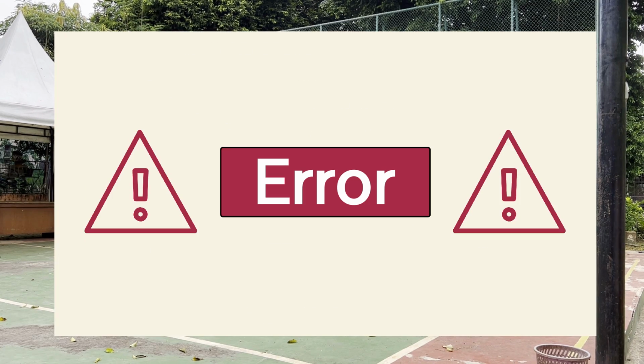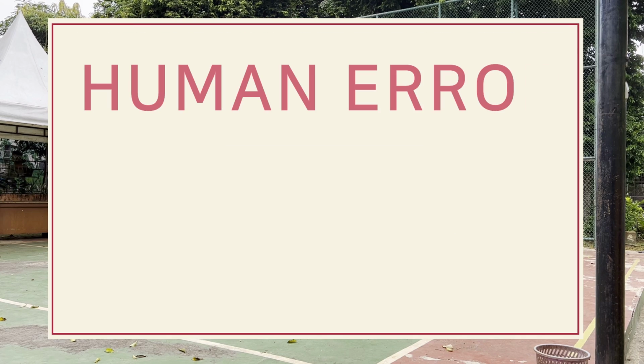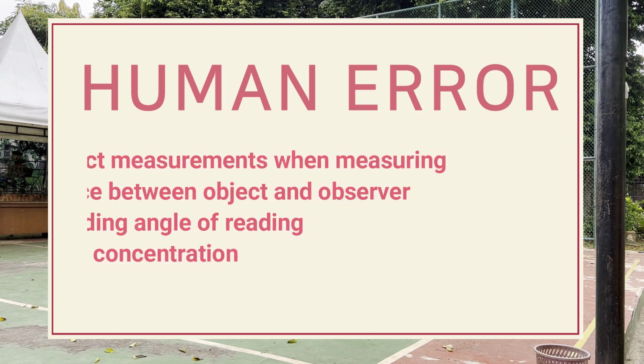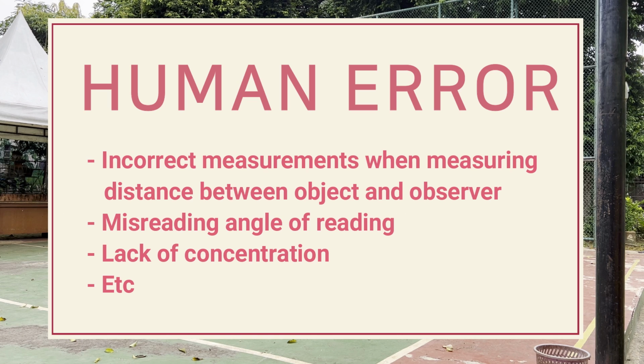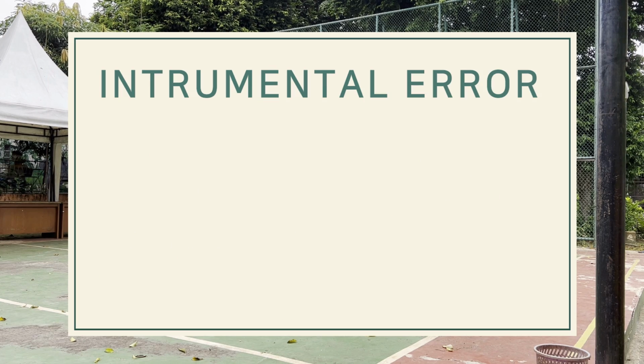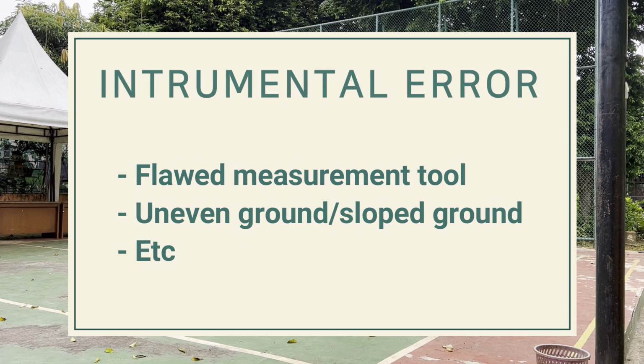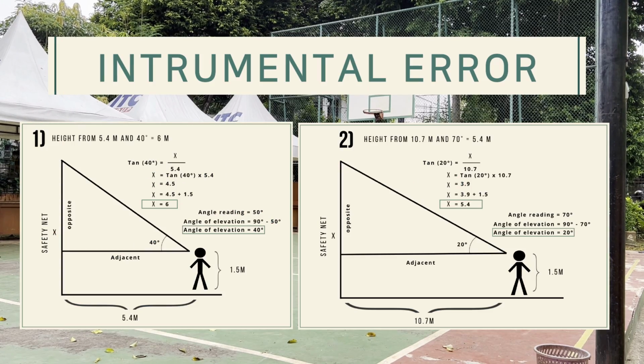Though, measurements using a clinometer might not always be accurate. Some factors causing this are human error, for example incorrect measurements when measuring distance between object and observer, misreading the angle reading, lack of concentration, and the such. Second is instrumental error, for example flawed measurement tool, uneven ground or sloped ground, and so on. Both of my calculations differ in result due to the second factor of instrumental error.